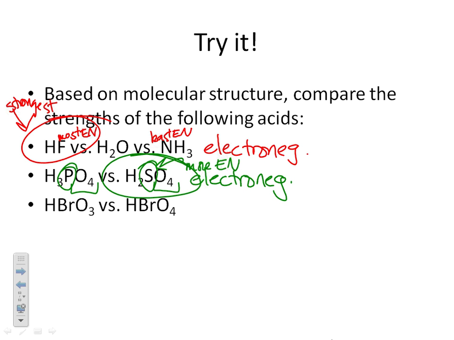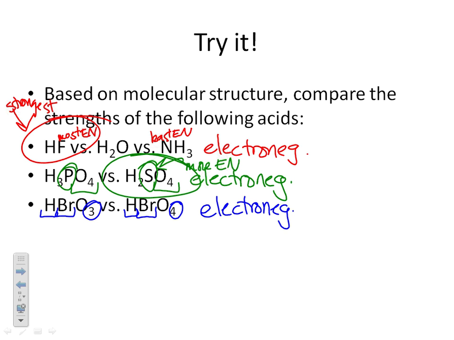HBrO3 versus HBrO4. Again, these are ternary acids. Automatically, that comes down to a question of electronegativity. Again and again and again, like I said, this is the most important thing influencing acid strength. What do these acids have in common? I look at their structures, and simply from their formulas you can see, okay, each of them only has one protonizable proton, they're starting with the H, and each of them has bromine as the central atom. So what's the difference in their structures? 3 oxygens versus 4 oxygens.